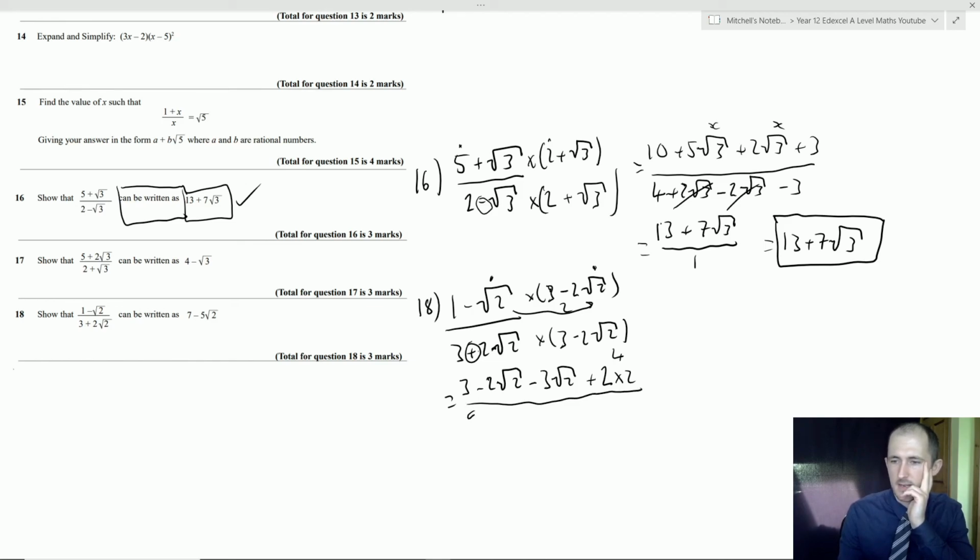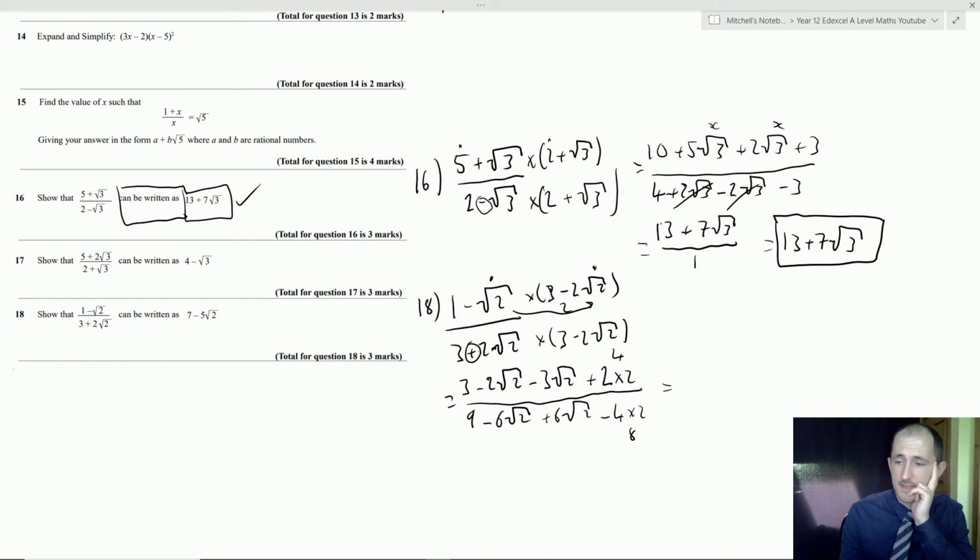3 times 3 is 9. And then again, I'm going to do the cross terms, but you don't have to if you already see the logic. Minus 6 root 2. Inside terms, plus 6 root 2. The last terms are 2 times 2 is 4, so minus 4. Then root 2 times root 2 is also 2, so that just makes 8.